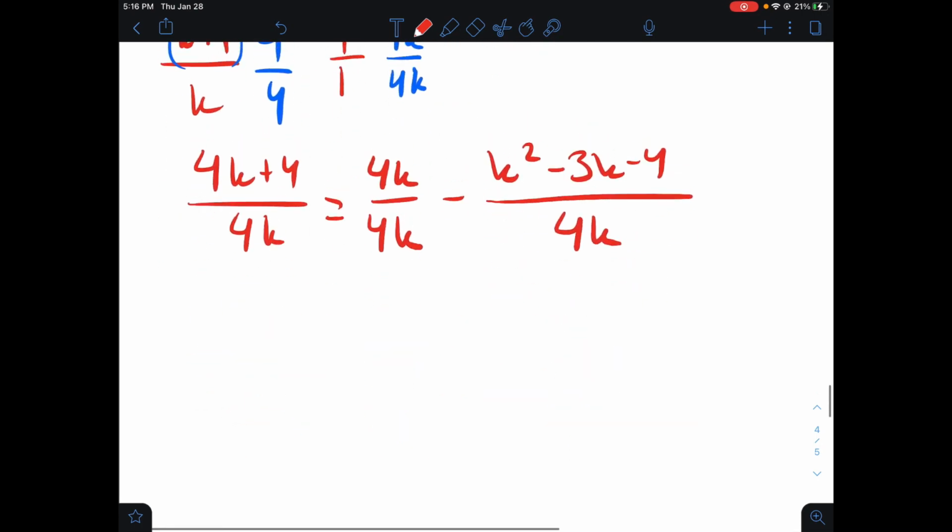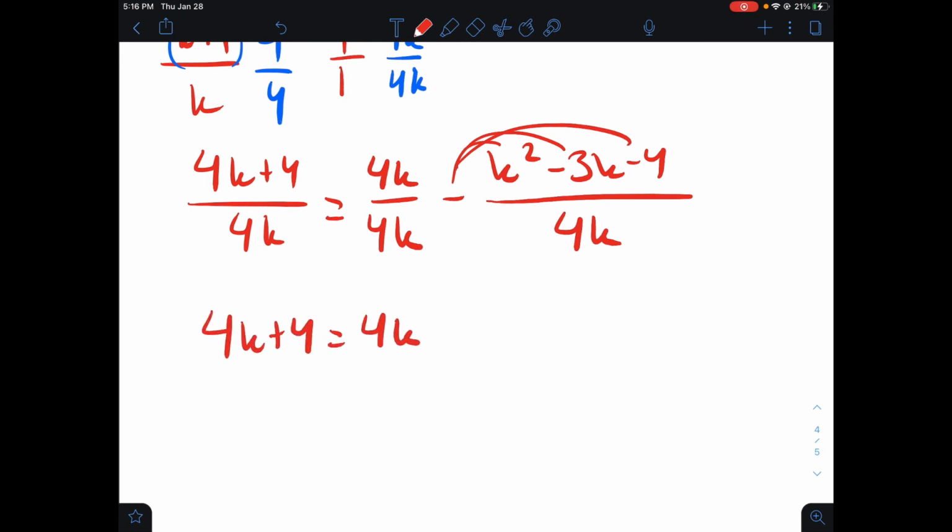So now you've got that common denominator. Way to go. So you can drop out that common denominator. And keep in mind, this is a subtraction, not an addition here, so you have to distribute this negative sign to each of these terms. So we end up with 4k plus 4 equals 4k minus k squared minus 3k. Oh, I'm sorry, plus 3k plus 4, right? Because you have to distribute that negative. I almost forgot to distribute the negative myself.